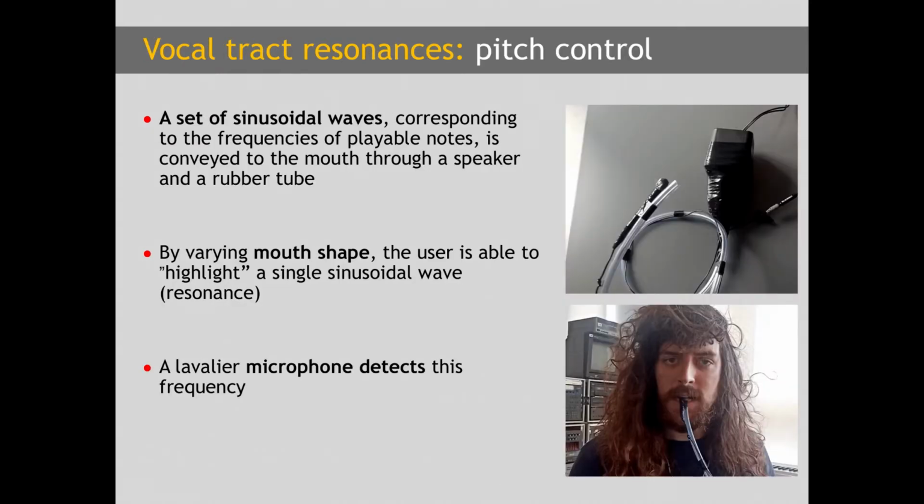Pitch selection through vocal tract resonances can be simplified as follows. A set of sine waves having the same frequency of MIDI notes is conveyed to the mouth through an insulated speaker connected to a rubber tube. Placing the tip of the tube and varying the shape of their mouth in a similar fashion as whistling, the user is able to make a single sine wave resonate, thus having a higher volume compared to the others. A lavalier microphone placed on the tip of the tube detects the resonating frequency.